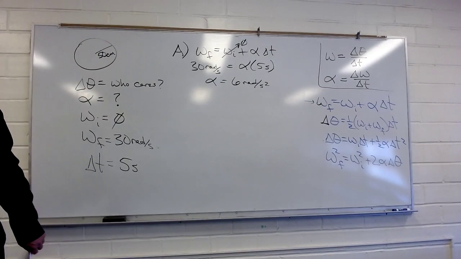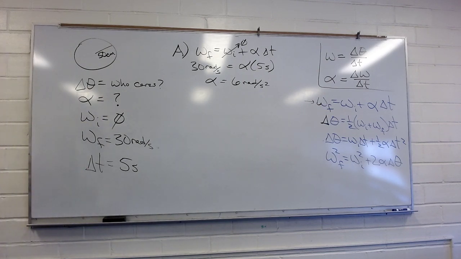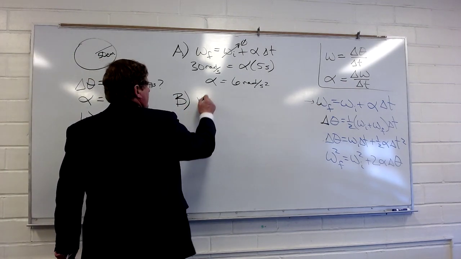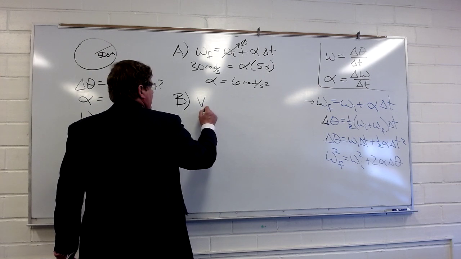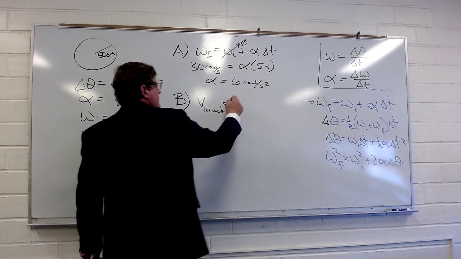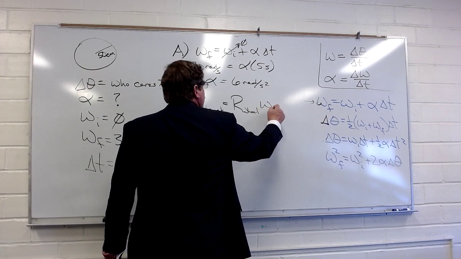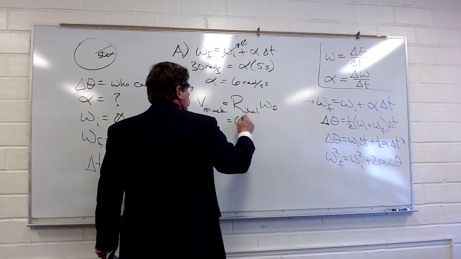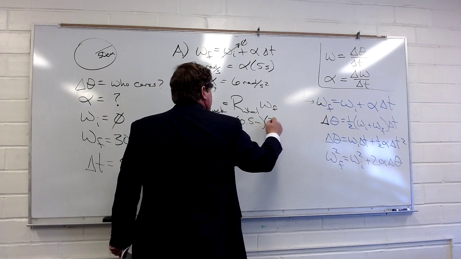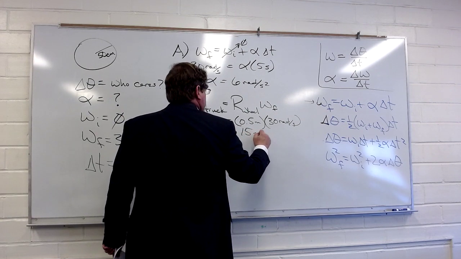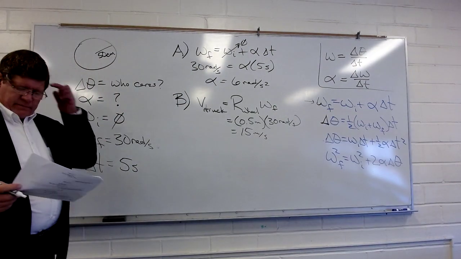Now part B asks us, what is the final velocity of the truck? Linear velocity. So again, we just use the rolling condition. The truck has a linear velocity that's equal to the radius of the wheel times the omega of the wheel. So this is going to be 1/2 meter times 30 radians per second, and that's going to be 15 meters per second, or about 30 miles an hour.